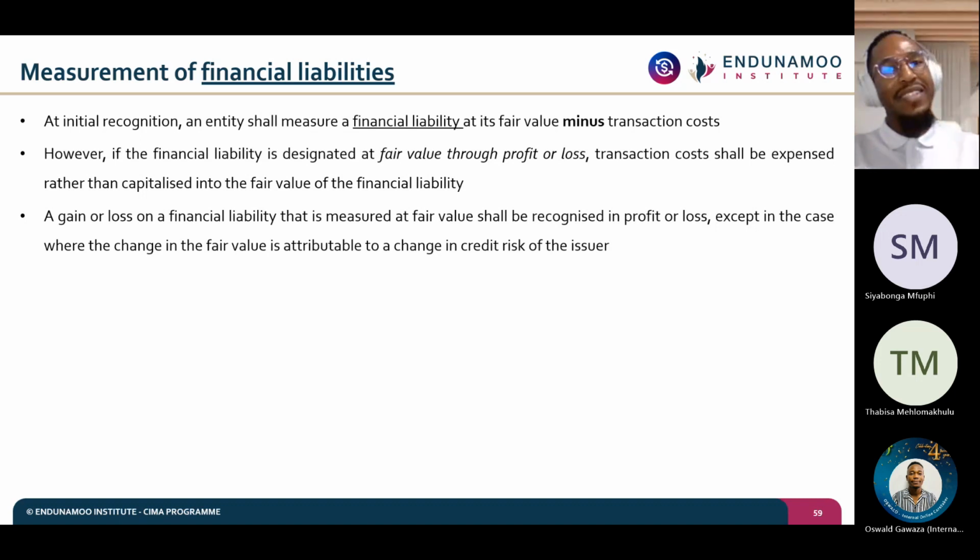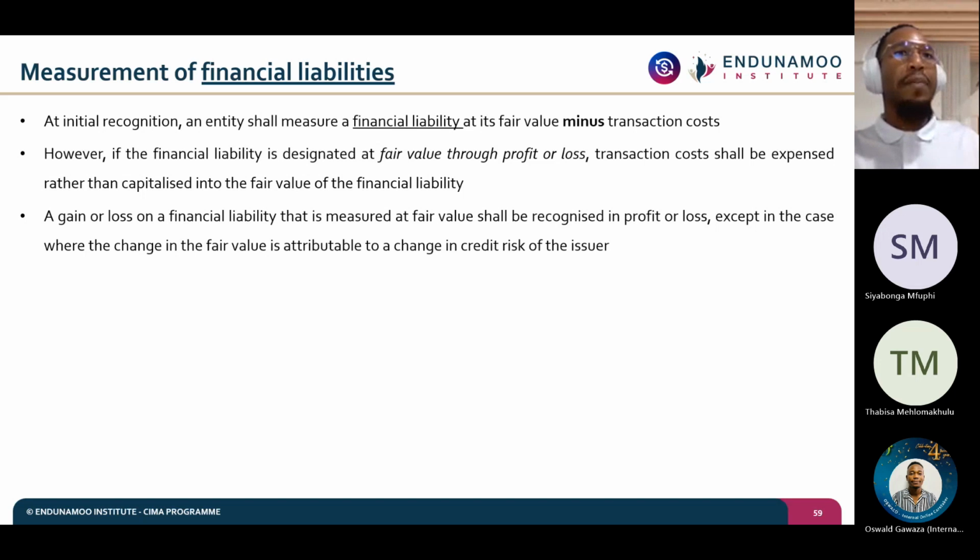If a financial liability is held or designated as being at fair value through profit or loss, the transaction costs are expensed. So they are mirroring each other. A financial asset that is held at fair value through P&L, the transaction costs are expensed. A financial liability at fair value through P&L, the transaction costs are expensed. In every other instance, transaction costs are capitalized. If it's fair value through P&L, it's expensed. In all other instances, capitalized. For financial liabilities, at P&L, transaction costs get expensed.